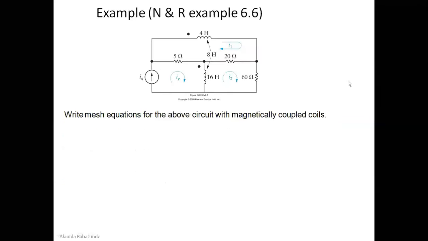So we have an example here, and then I think we should try to solve this example together and see how we can apply the concepts we just learned from the previous slides. So what we're looking for: write mesh equations for the above circuit with magnetically coupled coils.